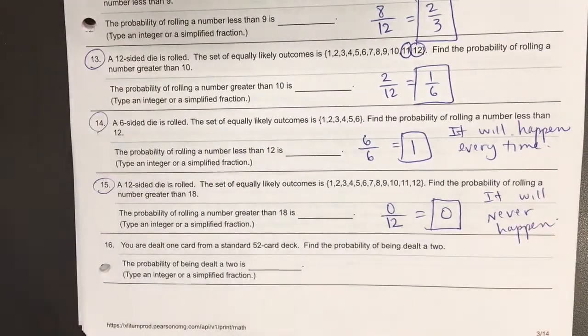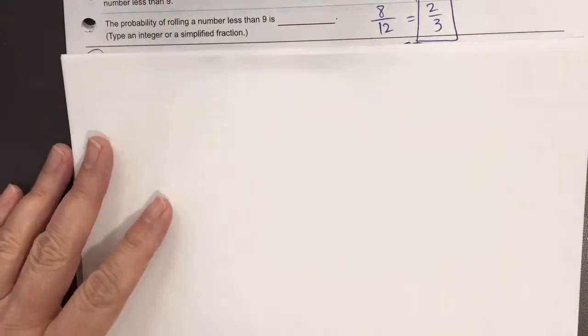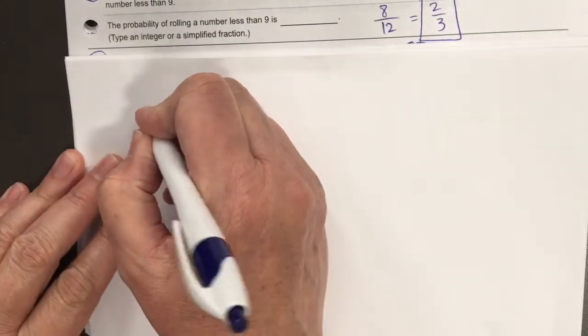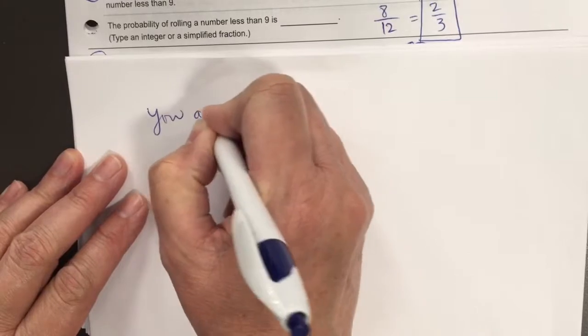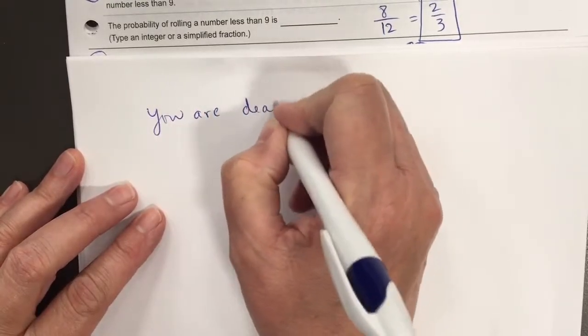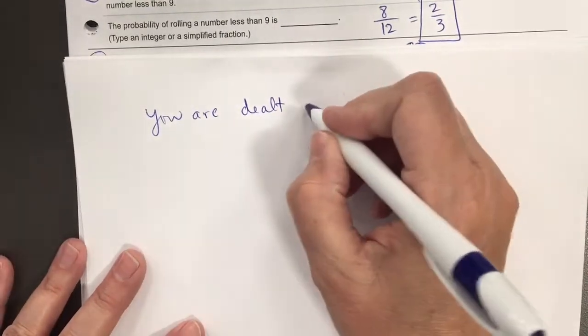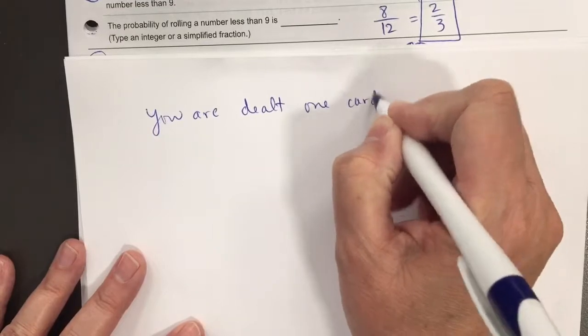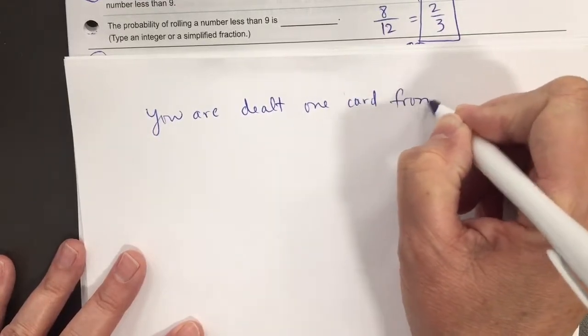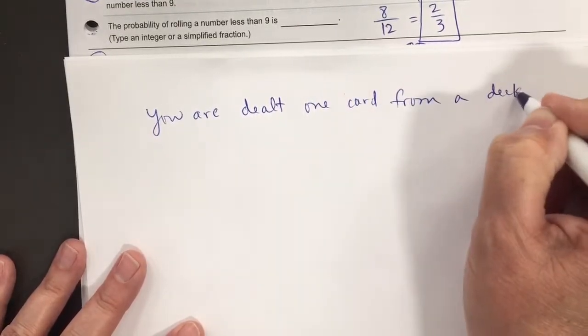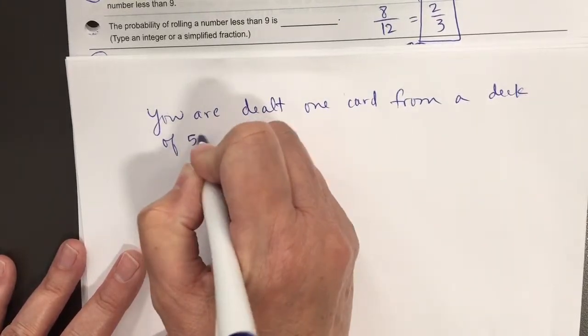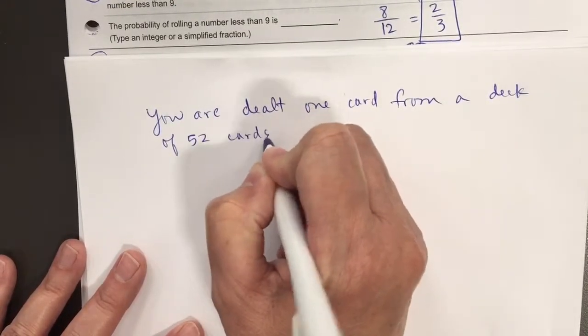I'm going to make up some card problems. Let's write our own a little bit. So, you are dealt. They'll say dealt. They'll say you pick a card. They'll say you draw a card. They all mean the same thing. You are dealt 1 card from a deck of 52 cards.